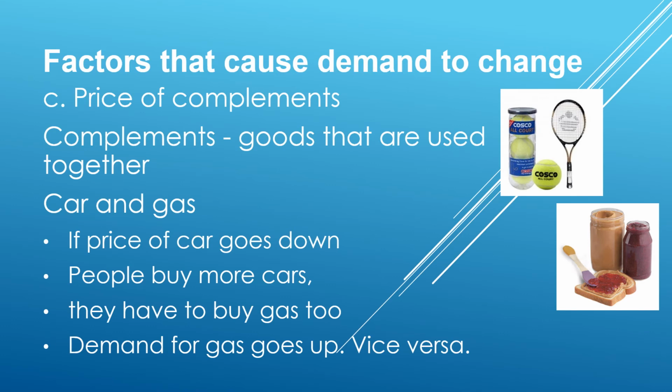The other factor that causes demand to change is price of complements. Complements are goods that are used together. For example, if you play tennis, you need the racket and the ball. So you need to buy both to make it work. If you want to make a peanut butter jelly sandwich, you need to have all three ingredients to make the sandwich, right? Other examples are toothpaste and toothbrush.